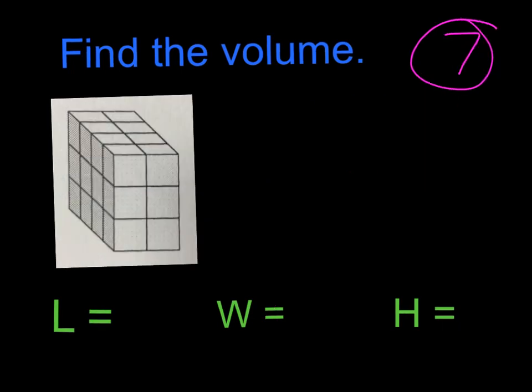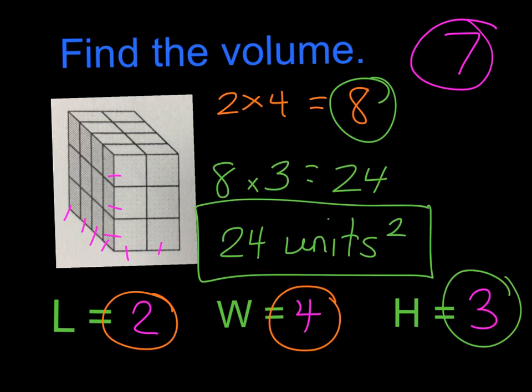Problem number 7, find the volume of this rectangular prism. As you are working, pause the video, and then unpause the video to check your work. All right, let's check our work for problem number 7. The length was 2, the width was 4, the height was 3. So 2 times 4 is 8, and then 8 times 3 is 24. So you should have gotten 24 units squared.